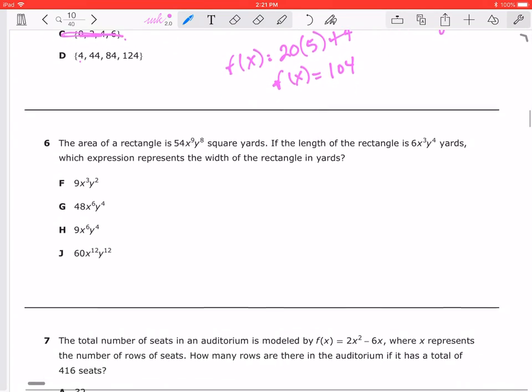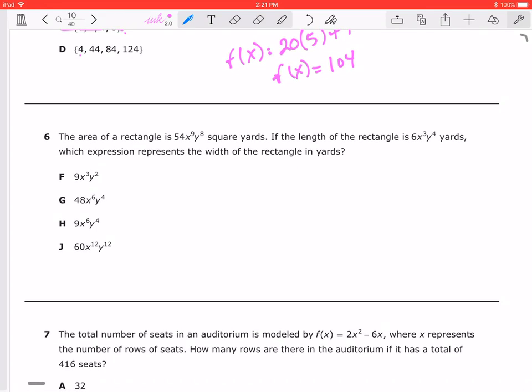Number 6. The area of a rectangle is 54x to the 9th y to the 8th square yards. So we have area, and area is equal to length times width, or we can say base times height. Let me do lowercase because it should be lowercase. Which expression represents the width of the rectangle in yards?